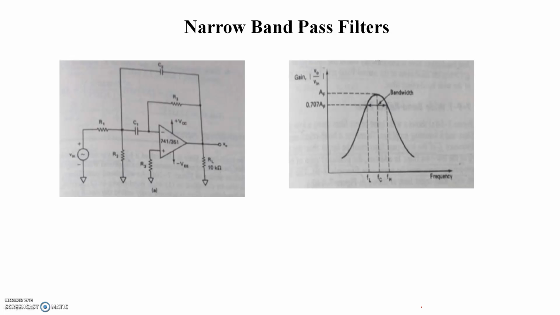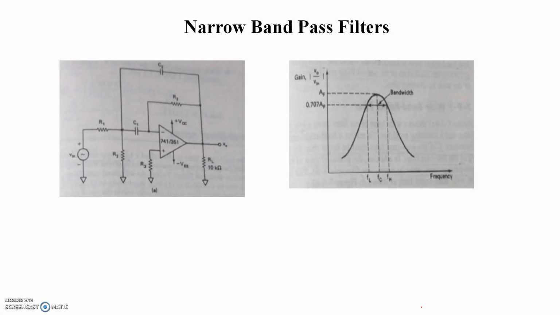The peculiarity of this narrow bandpass filter is that it has two feedback paths. In all the previous filters, low pass, high pass, second order low pass, second order high pass, and wide bandpass filters, we have used only a single feedback path. But in the case of narrow bandpass filters, we have two feedback paths. So this particular circuit diagram is known as a multiple feedback filter.